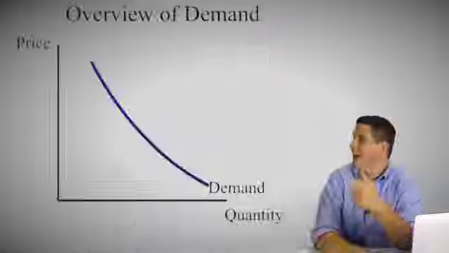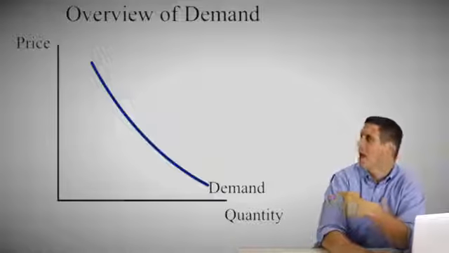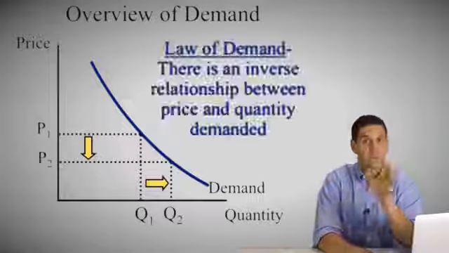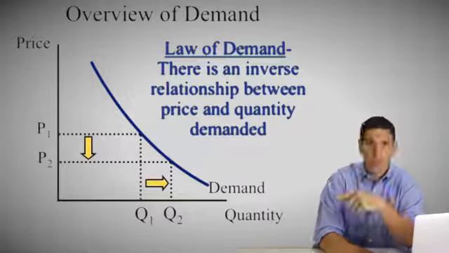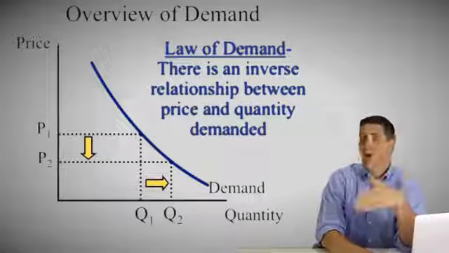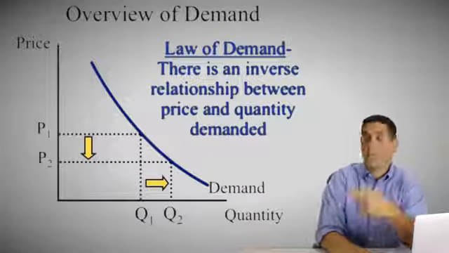So as you already learned in class, the demand curve is downward sloping. And you can see when the price falls, the quantity demanded goes up. And that shows you the law of demand. There's an inverse relationship between price and the quantity demanded, which totally makes sense. When the price falls, people buy more, or when the price goes up, people buy less.